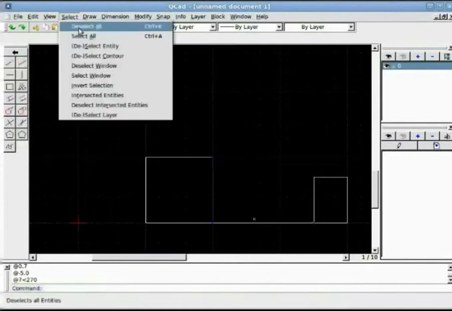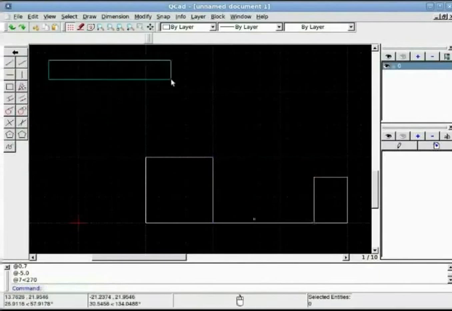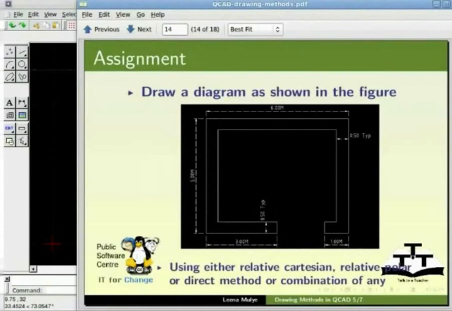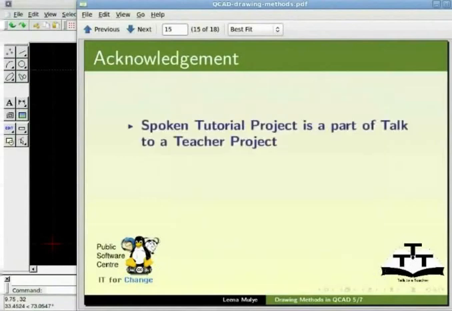So this is how you use different methods in the QCAD. Now that you are familiar with drawing methods and the coordinate system in QCAD, let us come to the assignment part. I would like you to draw a diagram as shown in this figure. You can either use relative coordinate method, relative polar, or direct method, or combination of any to draw this.